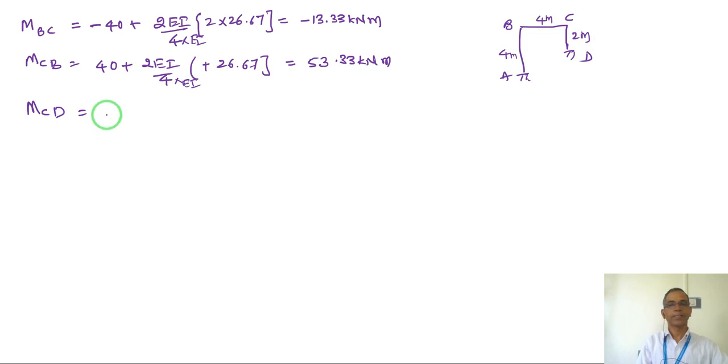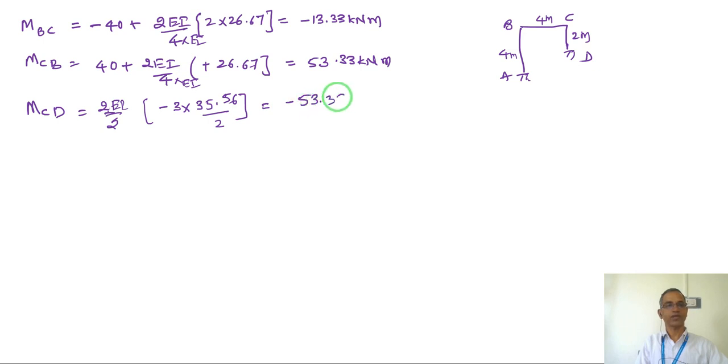MCD is MFCD, which is 0 because there is no external load on that, plus 2EI by L, where L is 2 meter, times 2 theta C 0, theta D 0, minus 3 into delta. Delta is equal to 35.56 by L, and L is 2. So this comes out to be MFCD, which is minus 53.33 kilonewton meter.